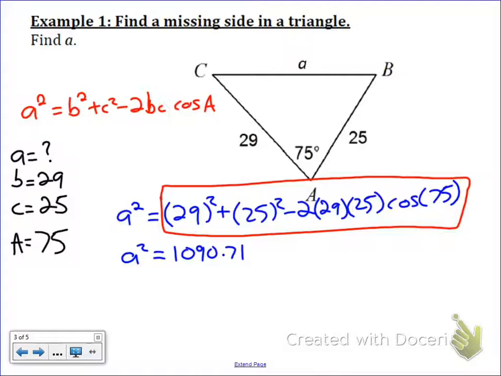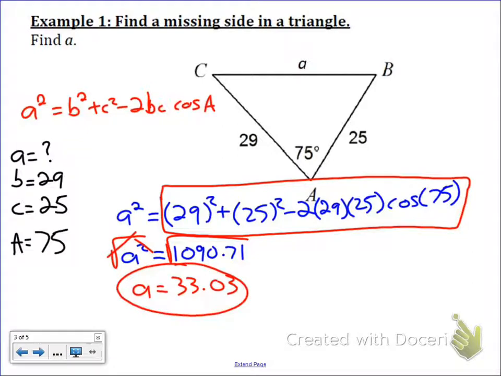So we're not done until we get A by itself, so in order to undo the A squared, I'm going to square root both sides. The square root and the squared are going to cancel, so I take the square root of 1090.71, and I'm going to get approximately 33.03 for the length of A, rounded to the nearest hundredth.